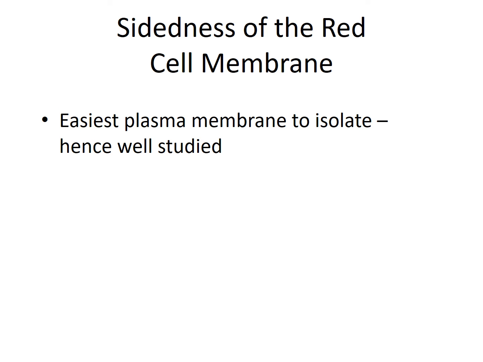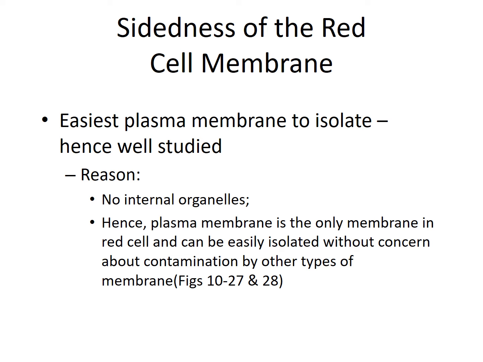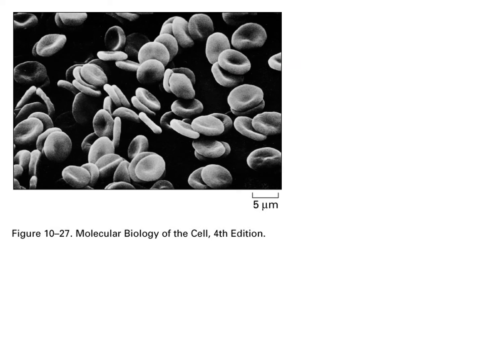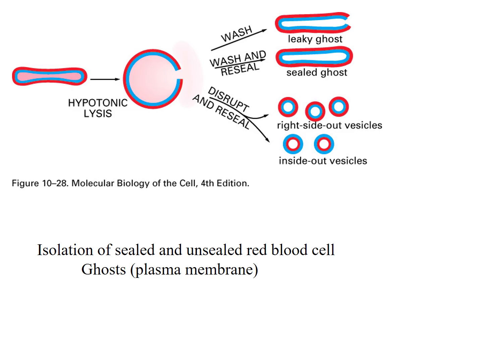So the first big study on plasma membrane proteins was red blood cells, because they're easy. Red blood cells, when they're fully mature, have no organelles, no nucleus, nothing. They're pretty much stripped down to do that. So the plasma membrane is the only membrane in the red blood cell, so you don't have to worry about any contaminating membranes. Here they are. Here's our ghost concept, and now we have right side out and inside out vesicles. We can isolate them. And cytosol inside is hemoglobin.